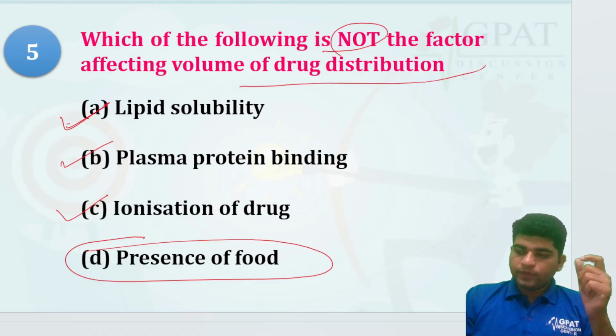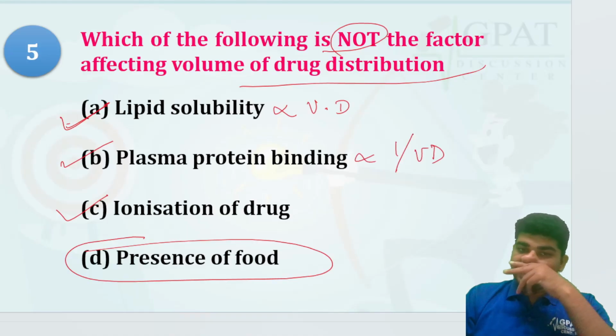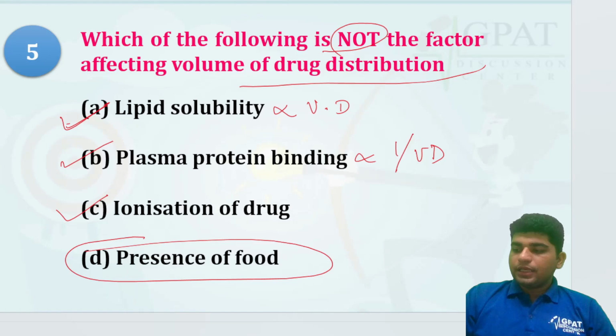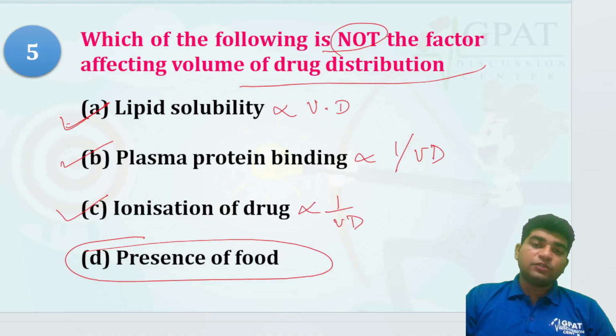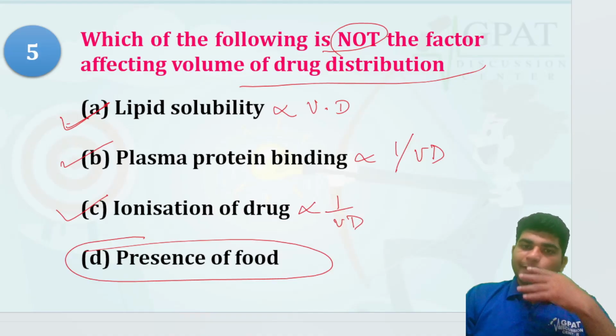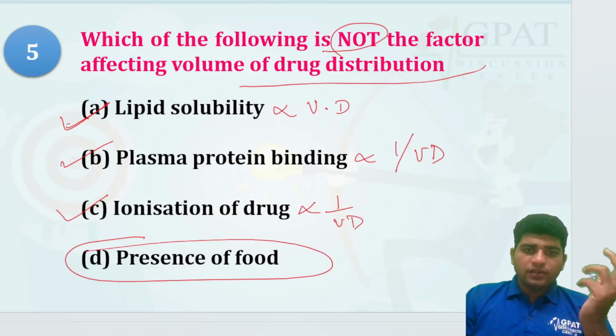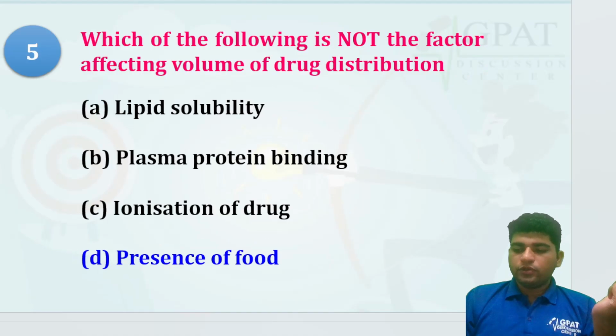Lipid solubility is directly proportional to the volume of distribution. Plasma protein binding is inversely proportional to volume of distribution. Ionization is inversely proportional to volume of distribution, whereas presence of food doesn't have any correlation with the volume of distribution. So the right option will be the presence of food.